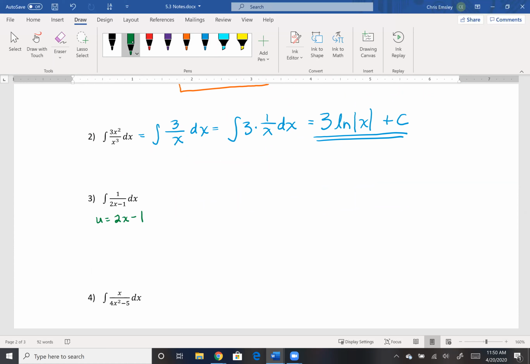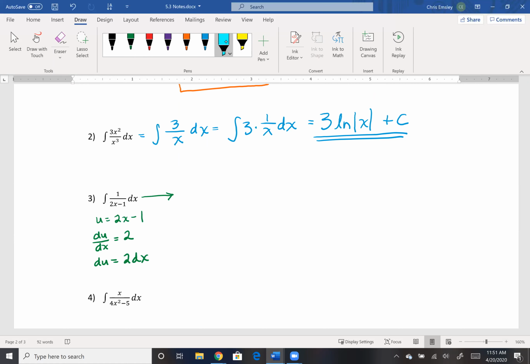If we assign u to the denominator, then we take the derivative. The derivative of 2x is just 2. Derivative of -1 is 0. And then we move our dx to the other side. At that point, we have to pause and see what's going on here.